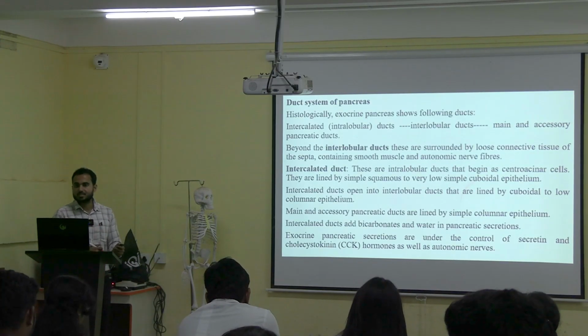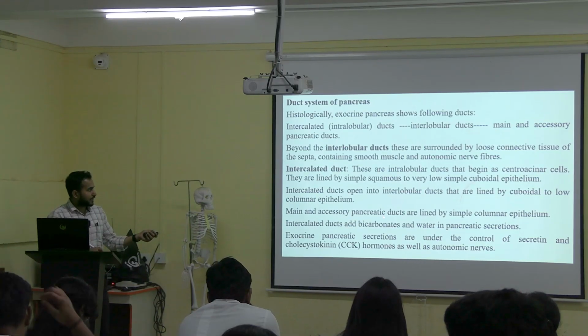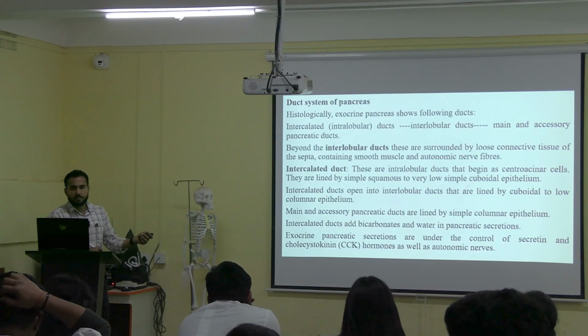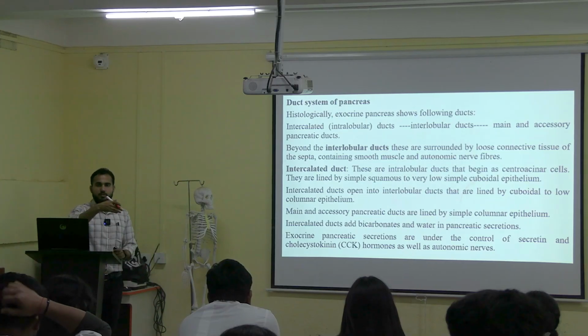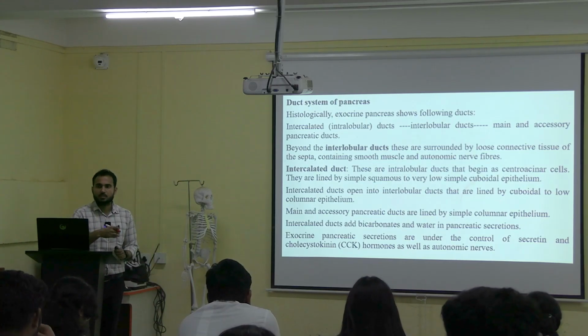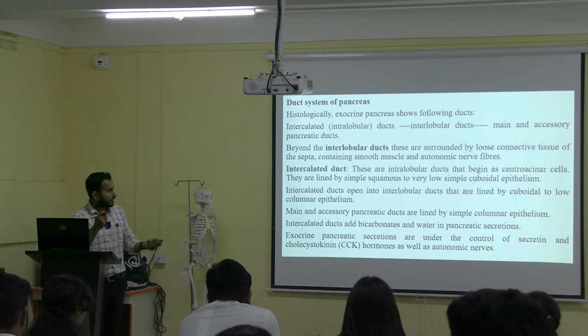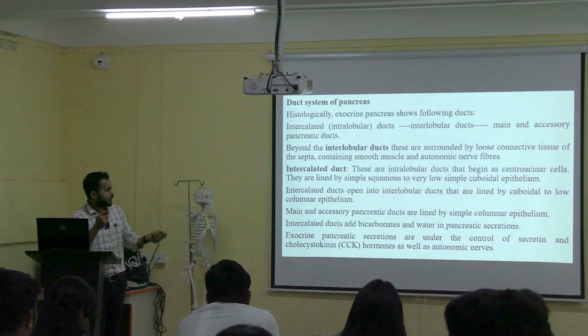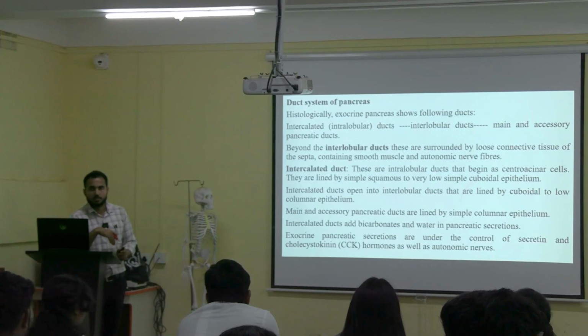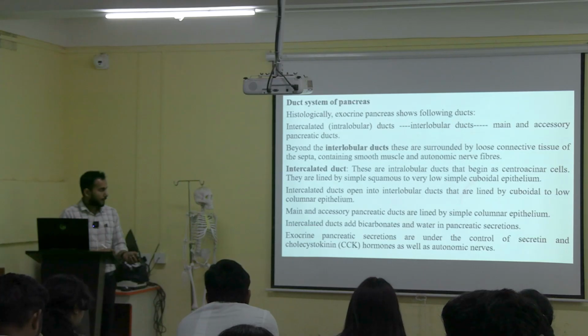Now this interlobular duct is lined by cuboidal to low columnar epithelium. So see, the epithelium is changing. Next, the main accessory and pancreatic duct are lined by simple columnar epithelium. So first, in case of the intercalated duct we have seen it is simple squamous to low cuboidal epithelium. Next, the interlobular duct is lined by cuboidal to low columnar, and the main pancreatic and accessory pancreatic duct are lined by simple columnar epithelium. Like this, the epithelial lining also changes as the size of the duct increases.